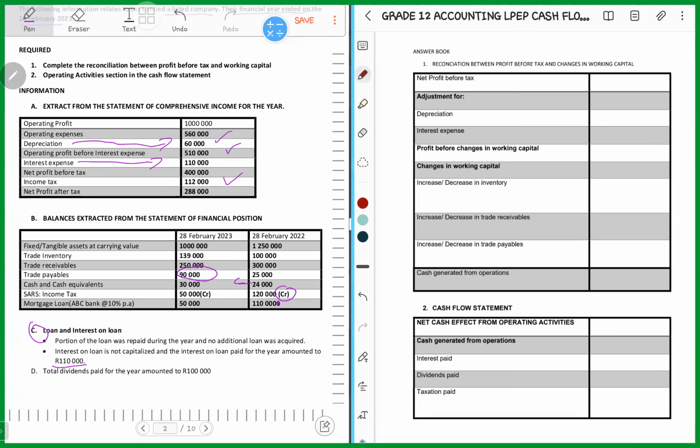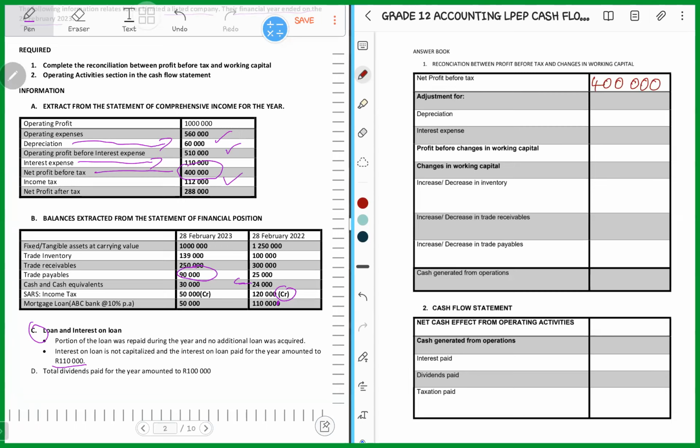So according to the structure or the format of the reconciliation between profit before tax and changes in working capital, we have to plug in or we have to record the net profit before the tax. Now, this one, we are going to get it from the statement of comprehensive income. And it's how much? It's 400,000 here. So it means on our note, we're going to record 400,000.